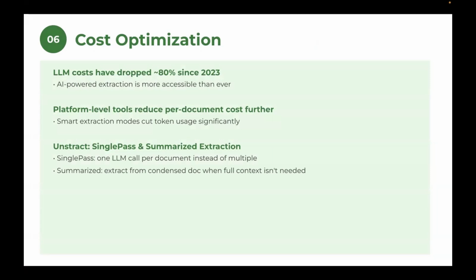So the cost of AI-powered extraction is becoming increasingly accessible, but also see if your platform gives you extra tools to optimize these costs further on your end. For instance, Unstruct supports two key capabilities: single pass extraction and summarized extraction.